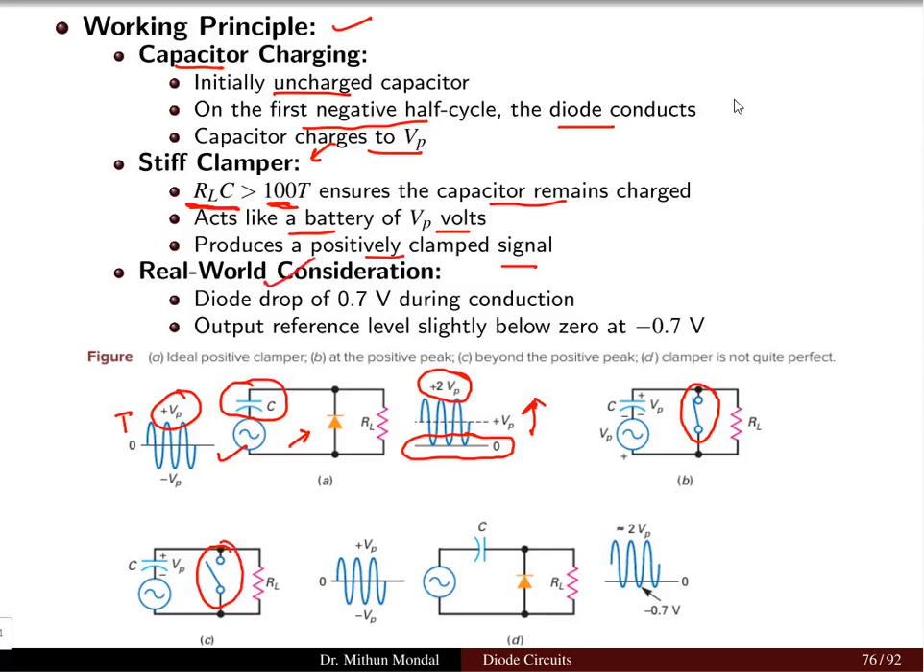If we talk about real-world considerations, you should have a diode drop of 0.7 volt. So instead of having 0 volt, which is the ideal condition, in the practical condition we will have some negative voltage of 0.7 volt, which is the threshold level of the diode forward voltage drop. The output reference level will be slightly below 0, that is minus 0.7. The ideal condition should have 0 volt, but we are getting minus 0.7. This is the forward voltage drop.